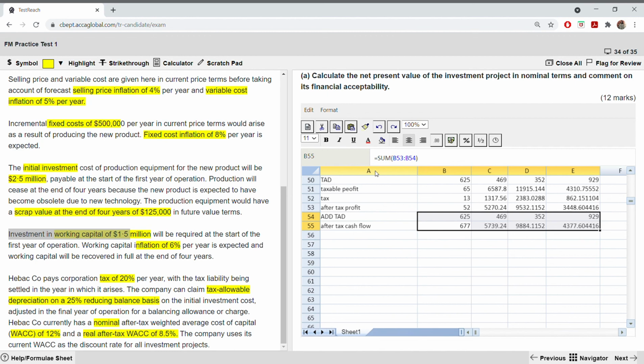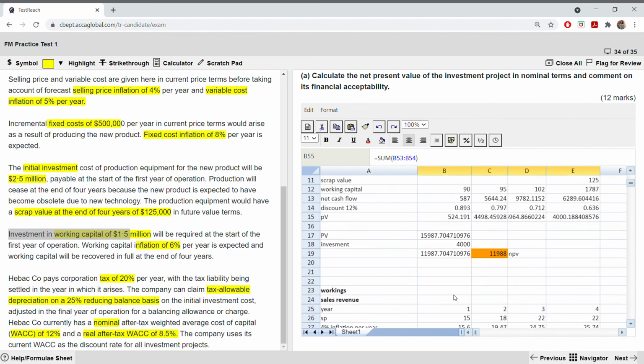2 marks for incremental working capital and recovery, 1 mark for calculation of present value, 1 mark for correct initial investment. What is that correct initial investment? That 4,000 which we took here. For that you are getting 1 mark. This 4,000, 1,000 plus 1,500 plus 2,500. Comment on financial acceptability, that it is positive, therefore it should be accepted. To write that sentence, 1 mark you are getting. Okay, that's how you are getting the 12 marks.